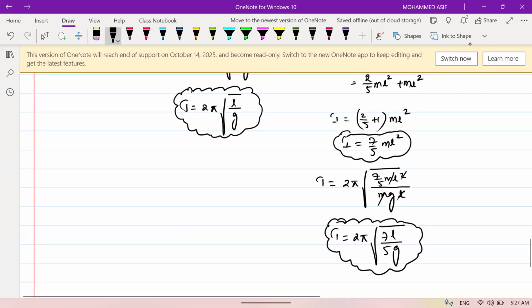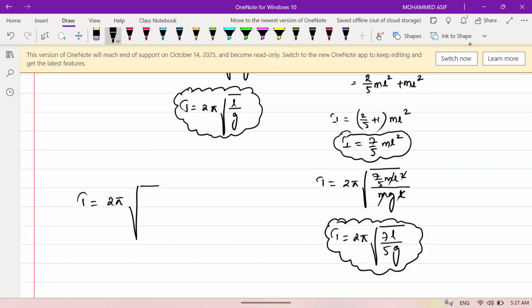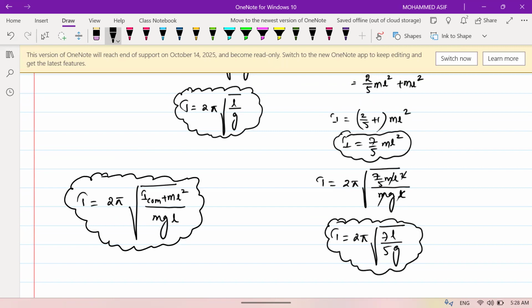So in general, I can write the time period as T is equal to 2 pi under root of ICOM plus m into L square divided by mg into L, where ICOM is the moment of inertia about the center of mass. So this is the time period in terms of moment of inertia. Am I clear?